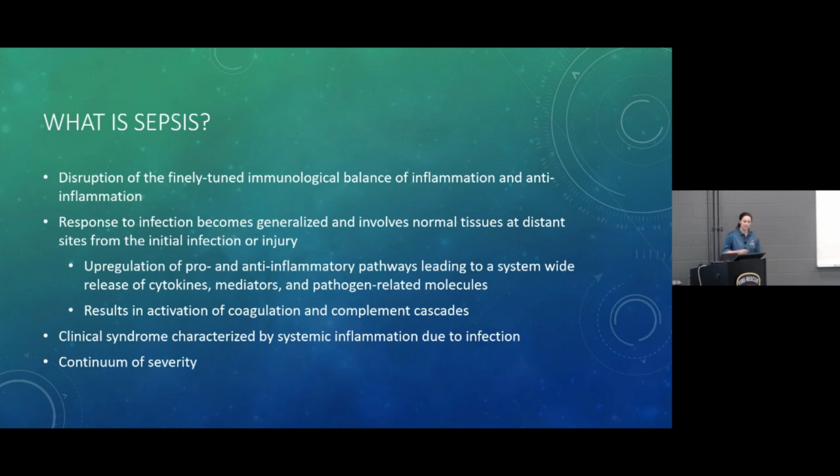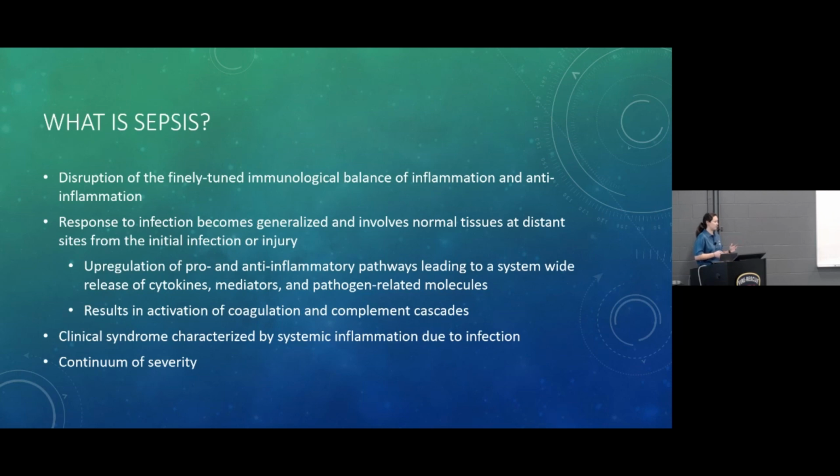It's disruption of the finely tuned immunological balance of inflammation and anti-inflammation. It's a response to an infection that becomes more generalized. So it's not only at the site of infection, it's kind of throughout the body and involves normal tissues at a distant site from that initial infection or injury. It's upregulation of pro and anti-inflammatory pathways that leads to a system-wide release of cytokines, mediators, and pathogen-related molecules. And this also can result in activation of coagulation and complement cascades that ultimately lead to DIC and things like that. Another way to put it, clinical syndrome characterized by systemic inflammation due to infection.